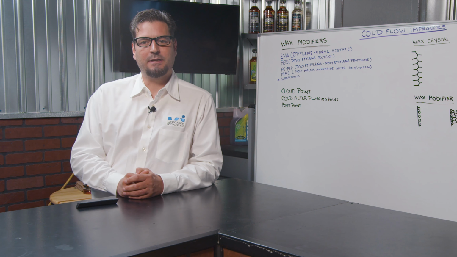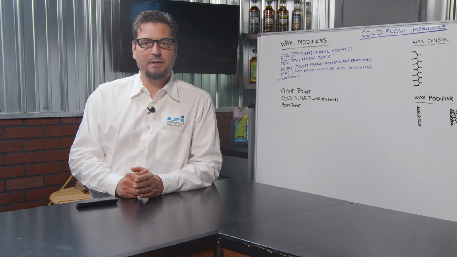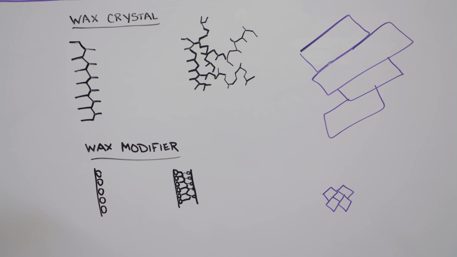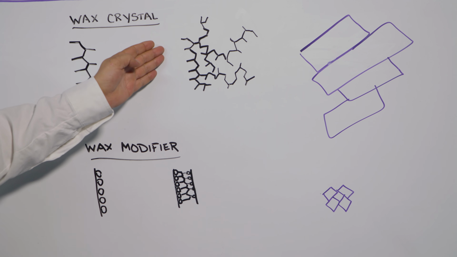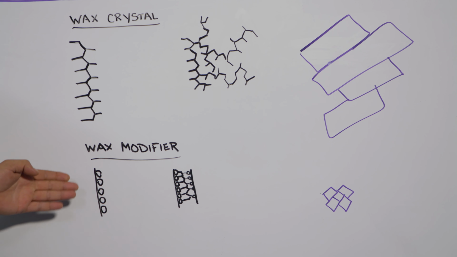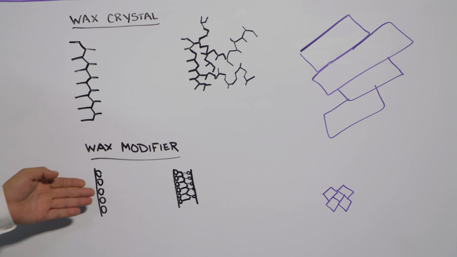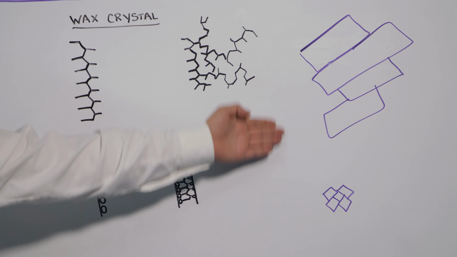Another key point to note is that the wax modifiers must be added before the fuel reaches the cloud point. Once the wax crystals start to form, the wax modifiers cannot do their job. Wax crystals are in a formation similar to this. Wax crystals agglomerate with other wax crystals to form a giant crystalline structure. The wax modifiers have a structure similar to the wax crystal with a polar end. They attach and create smaller crystals, similar to this picture.